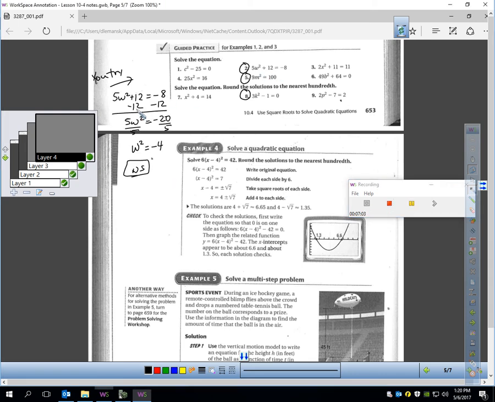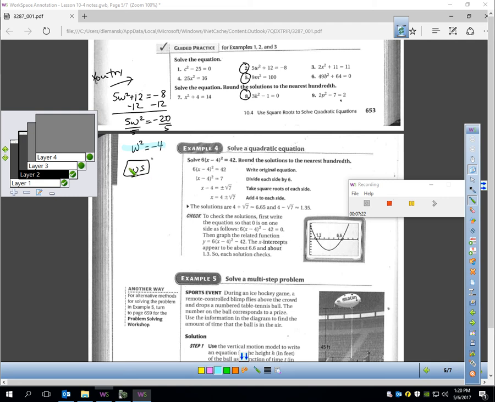We need to take away 12 from each side, which would give me 5w squared equals negative 20. I would divide each side by 5. You notice how I am getting a square equaling a negative amount. Well, if a square is equaling a negative, that's a no solution. So I just wrote NS, no solution to that.